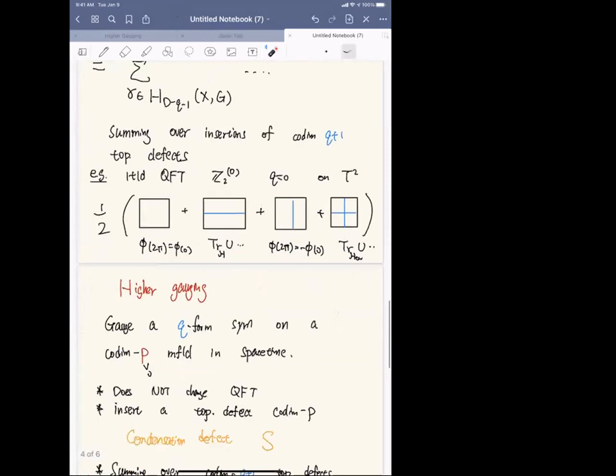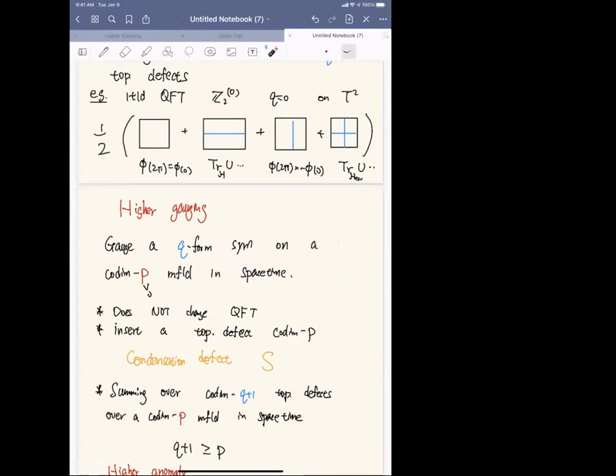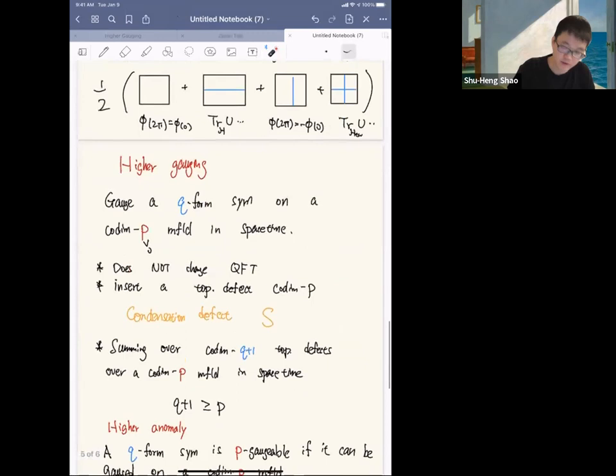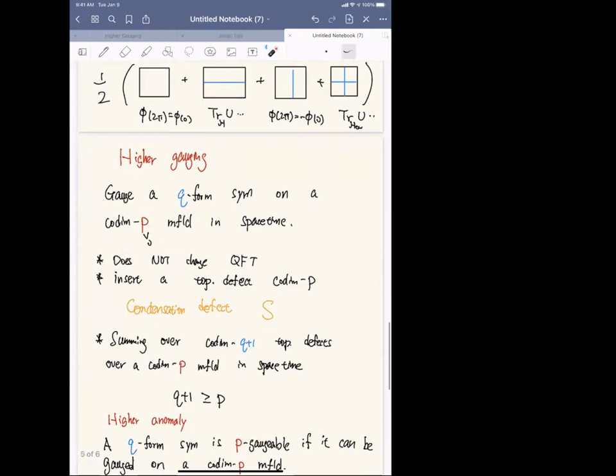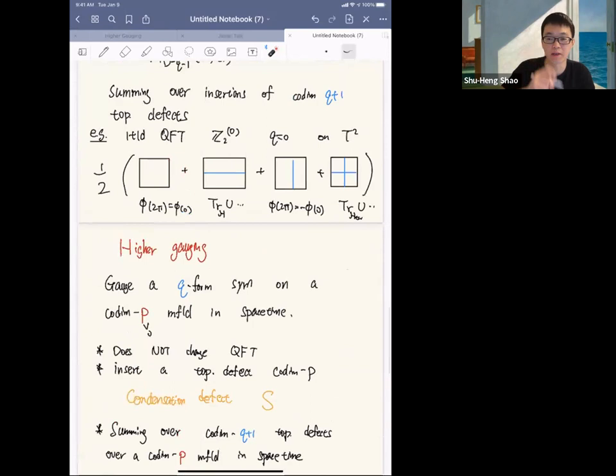I have a question. Is the choice of this P-dimensional manifold itself topological? Yes. Here, because everything is discrete, when you do the higher gauging, you end up with a topological defect. So in the end, the choice of the P manifold is completely topological. Thank you. There's a very nice review paper by Ginsparg in the 90s where he explained why this should be thought of as gauging a Z2 symmetry.